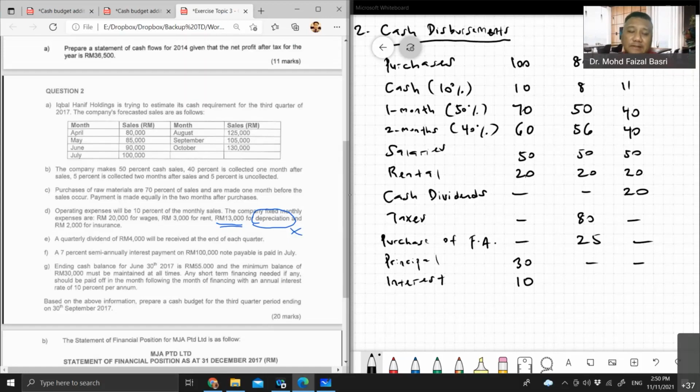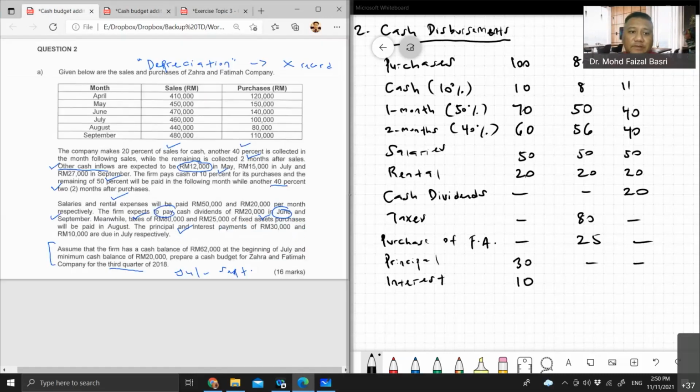Why? Simple, because depreciation doesn't involve cash movements. Therefore, we don't record non-cash transactions in our cash budgets. Usually other items like dividend payment and interest payment, everything you can record down here. So going back to this question, we don't have depreciation, but just in case there is, please be careful.